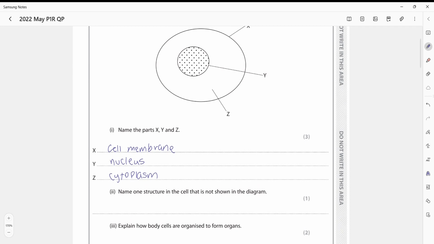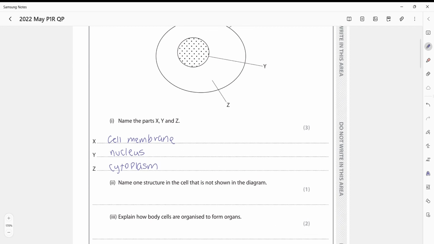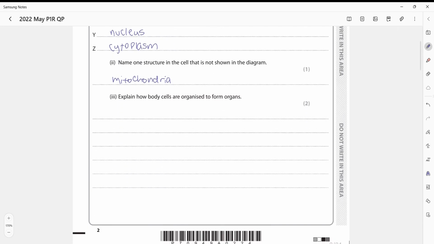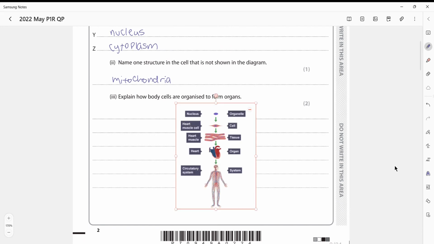Okay, name one structure in the cell that is not shown in the diagram. So there are plenty of things that you can say about this. You can say mitochondria, which is responsible for producing energy through the process of respiration. You can also say ribosomes as well, and you can also say endoplasmic reticulum. So I'm just going to write mitochondria here. Mitochondria.